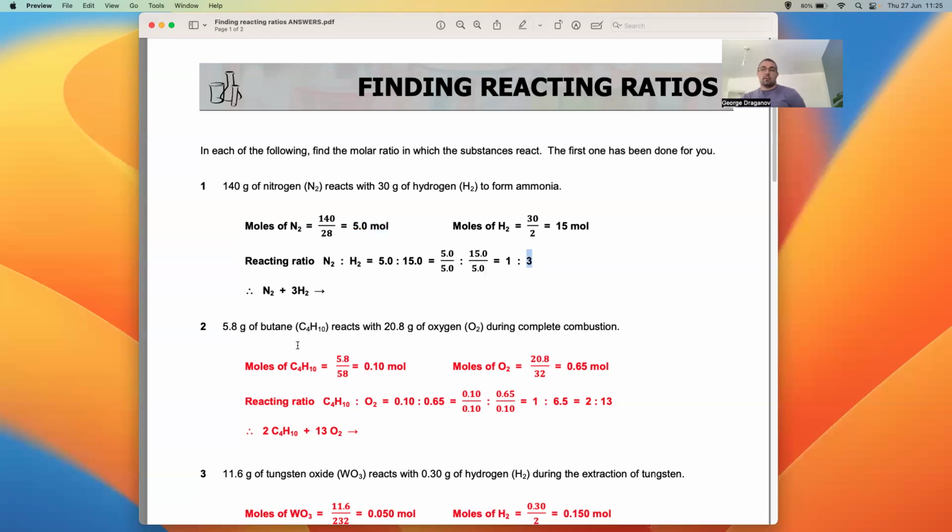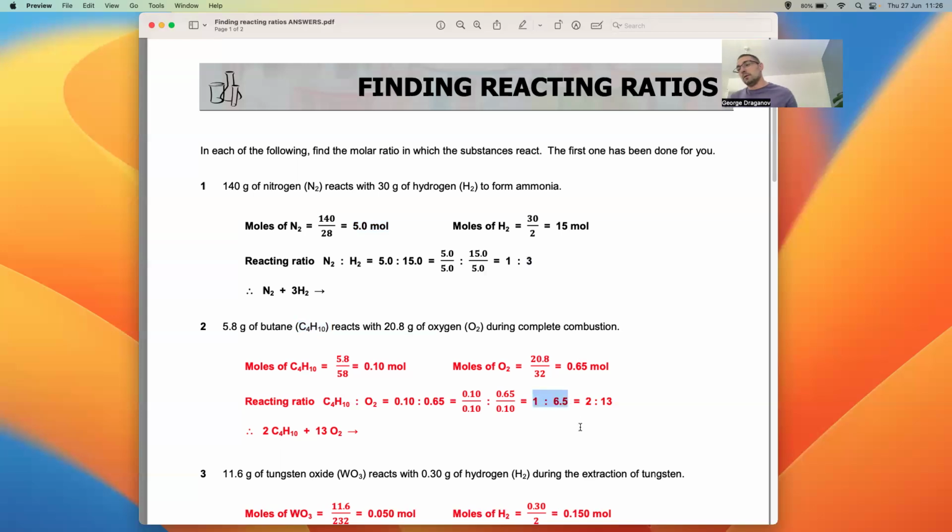If you look at a second example, this reacts with this. Once again, mass over Mr. So 5.8 over the Mr of this: 12 times 4 plus 10 times 1, 58. You get 0.1. Oxygen is 16, so 16 times 2 is 32. Mass over Mr, or Ar, gives you 0.65. Then remember, divide by the smaller number. So that divided by itself is 1, and this one divided by 0.1 is 6.5.